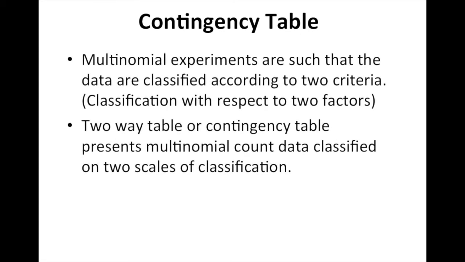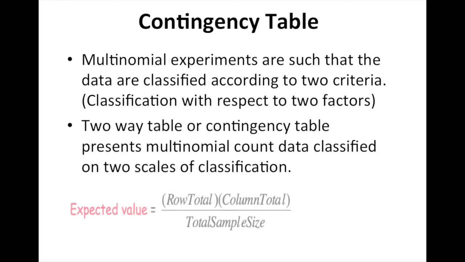Multinomial experiments are such that the data are classified according to two criteria, classification with respect to two factors. A two-way table, or contingency table, presents multinomial data classified on two scales of classification. Now we can see the formula of the expected value here. It's row total times column total divided by total sample size.